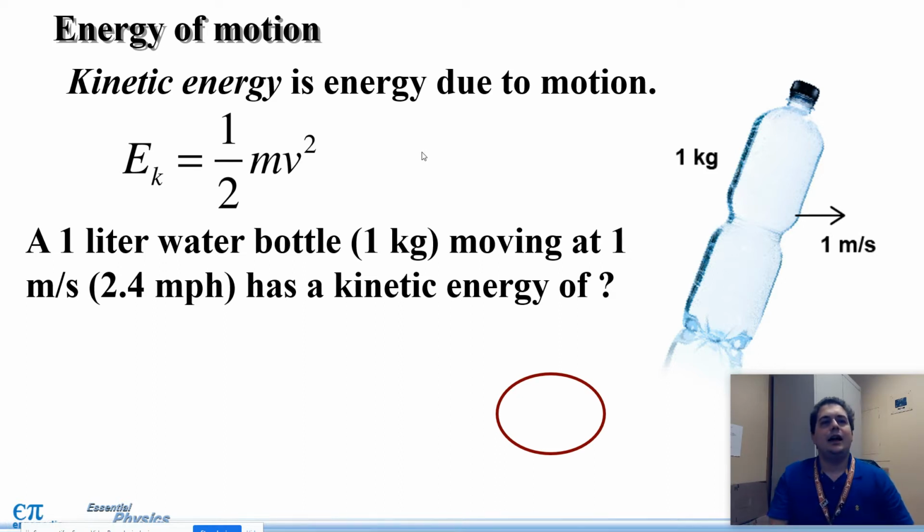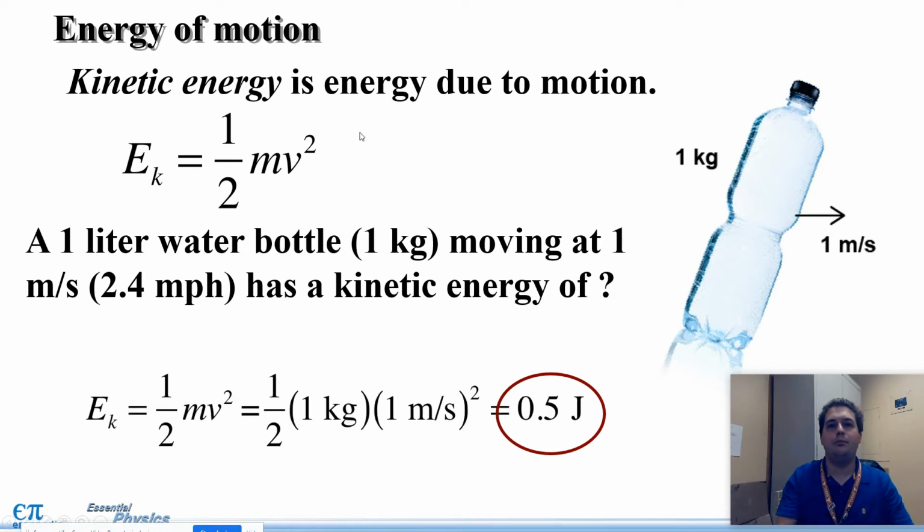Anyways, a 1 liter bottle of water moving at 1 meter per second has a kinetic energy of, well, let's plug it in. Mass is 1. Always got to be in kilograms. What's half of 1? Half of 1 is 1/2. So 1/2 times our mass. And what's 1 squared? I just said it. 1 times 1 times 1/2, 0.5 joules. There's a big bit about what our unit is. It's energy. It's a type of energy, so it's going to be measured in joules, okay?